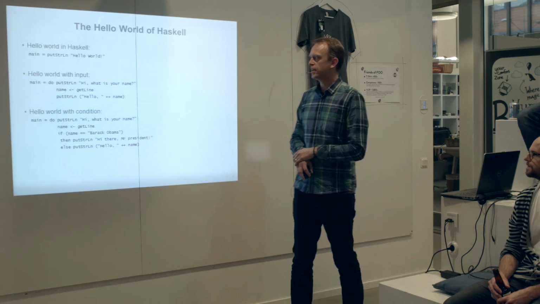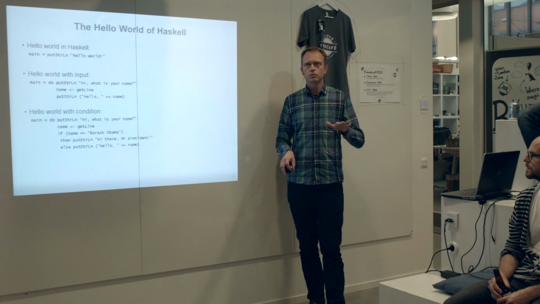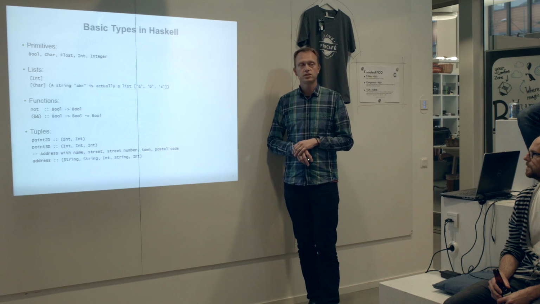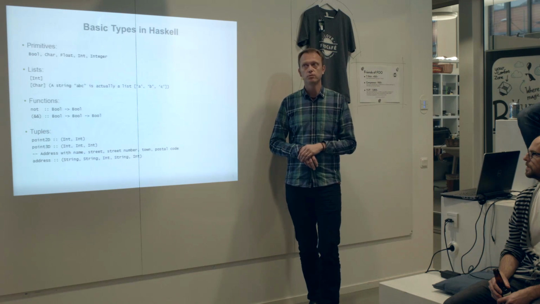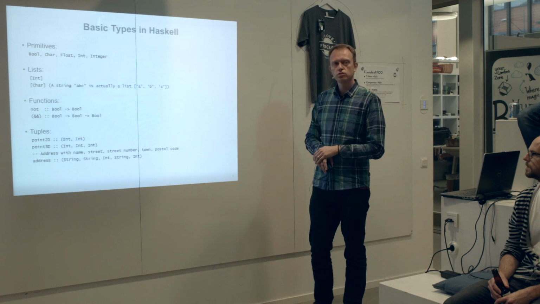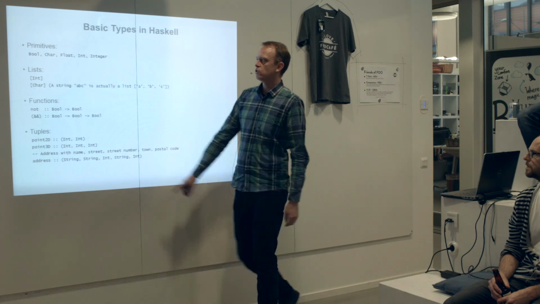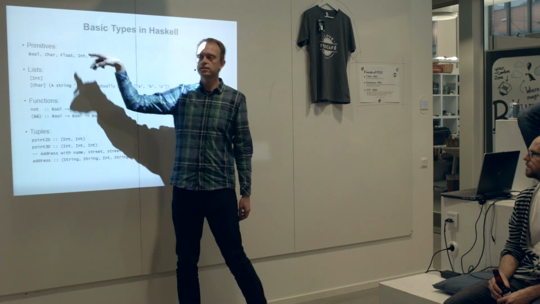So what's so special about Haskell then? Well, I'm going to start from the bottom. So the first thing I'm going to go through is some basic types in Haskell and how to write them, just to get the annotation straight. So obviously you have some primitives. So you have booleans, characters, float, int.